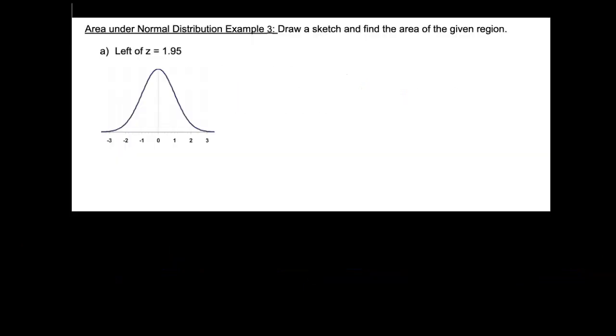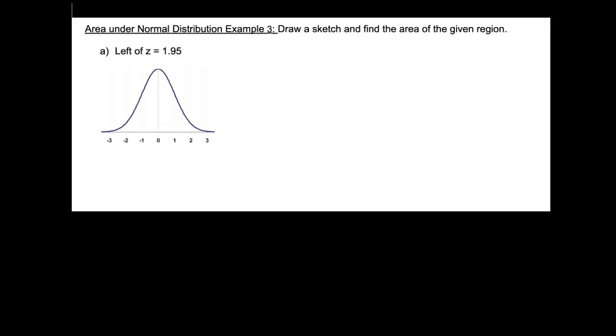Okay, so in example 3, we're going to draw a sketch and find the area of the given region. We want to find the area to the left of z equals 1.95. I've already got this graph here, and it's a great idea. If you want to use these standard graphs, you could even print these off and use them if you don't want to draw them each time, but sketching one on your own is good too.